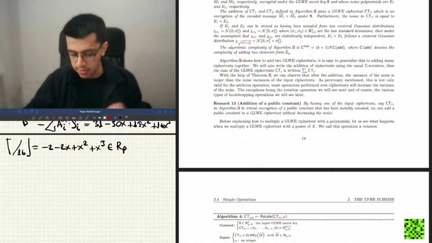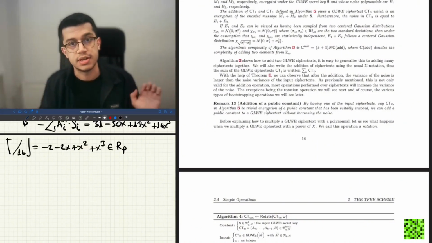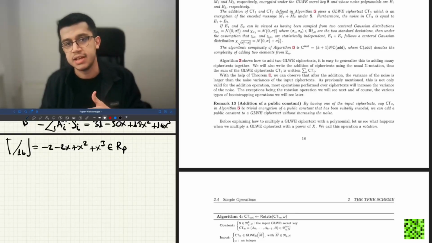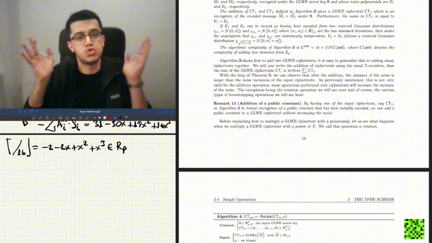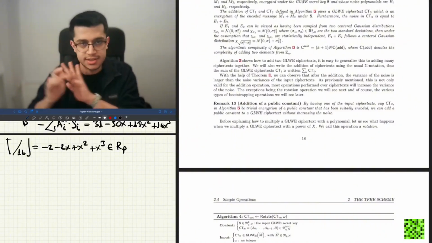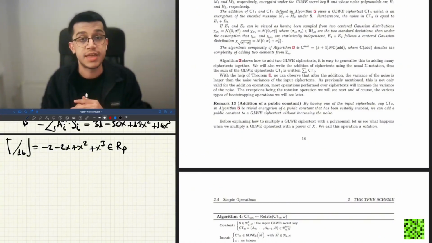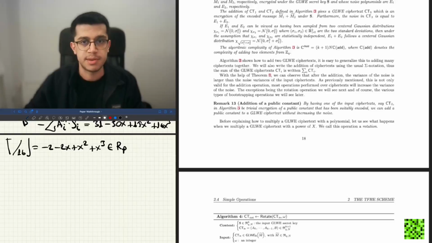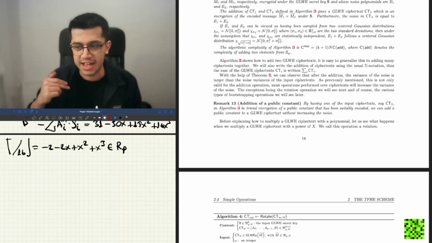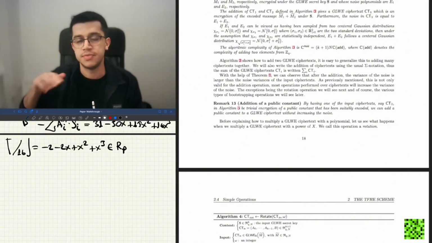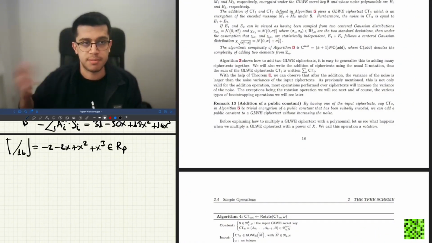Oh, I see. Now, let's assume we have a ciphertext with a noise, and we can add a public constant, like adding 2 to a ciphertext, but as a number, not an encryption, and that would not increase the noise. That's the main point, because we don't even need it. We don't even need to add noise, as this constant is public. We don't want to mask it. We don't want to hide it.